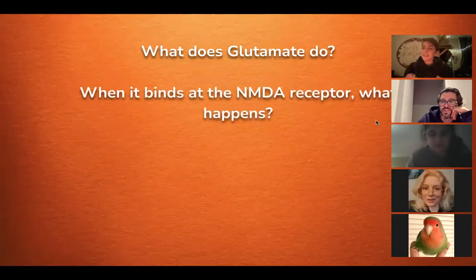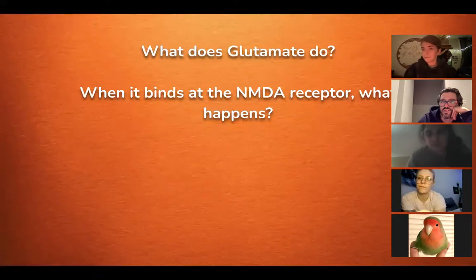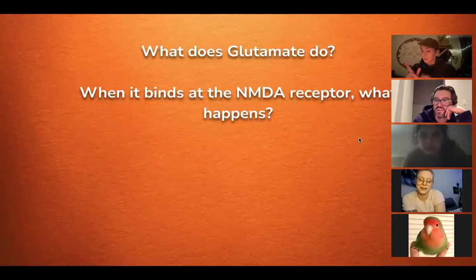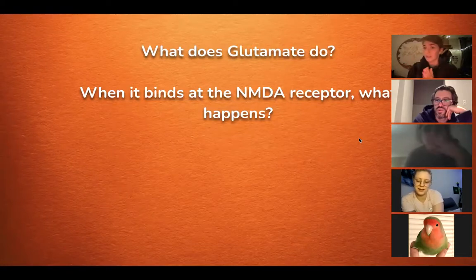When it binds at the NMDA receptor, what happens? This is a simple answer. There's a dissociative effect? Not quite. That's why this is a confusing one. It's understandable that you answered that way.